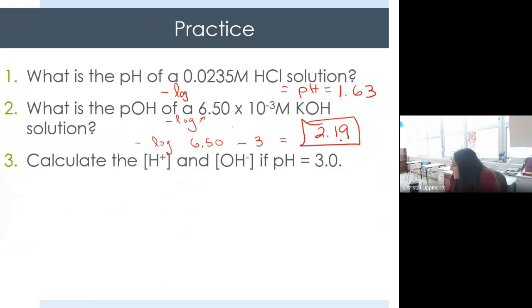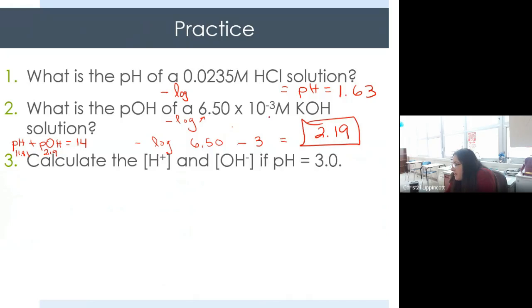What's my pOH of this guy, or my pH of this guy? How would I find that? pH plus pOH equals what? 14. So if I know pOH is 2.19, how am I going to find out pH? Yep, so 14 minus 2.19, I end up with 11.81. The pH is 11.81.